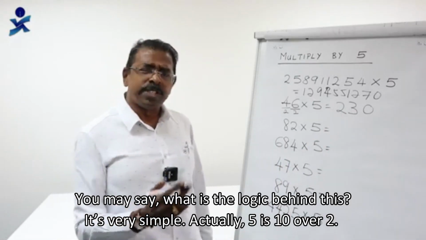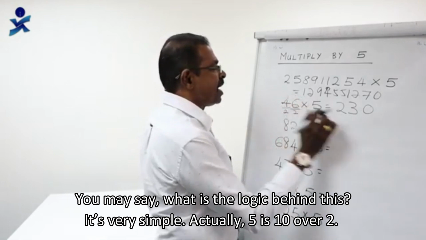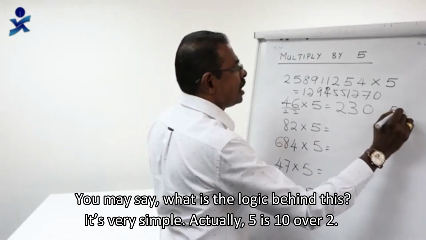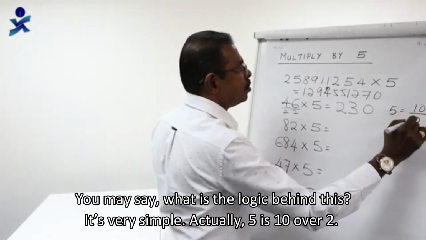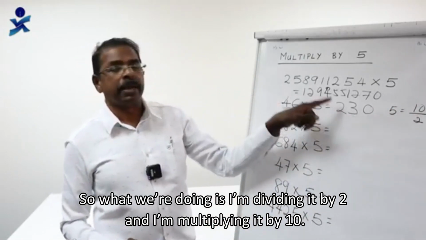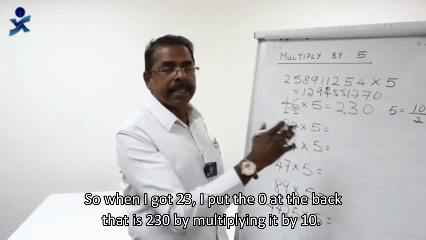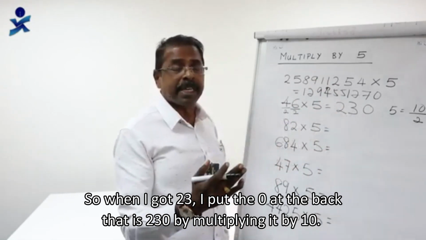You may say, what is the logic behind this? It's very simple. Actually, 5 is actually 10 over 2. So what we are doing is, I'm dividing it by 2 and I'm multiplying it by 10. So when I got 23, I put a 0 at the back. That's 230 by multiplying by 10.